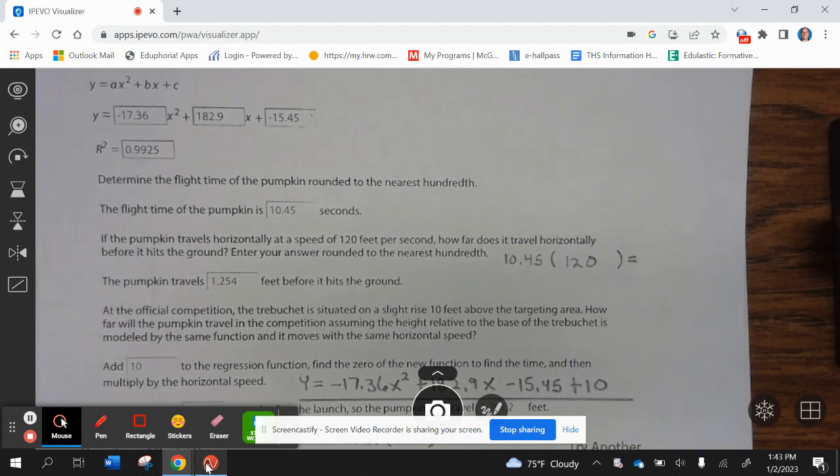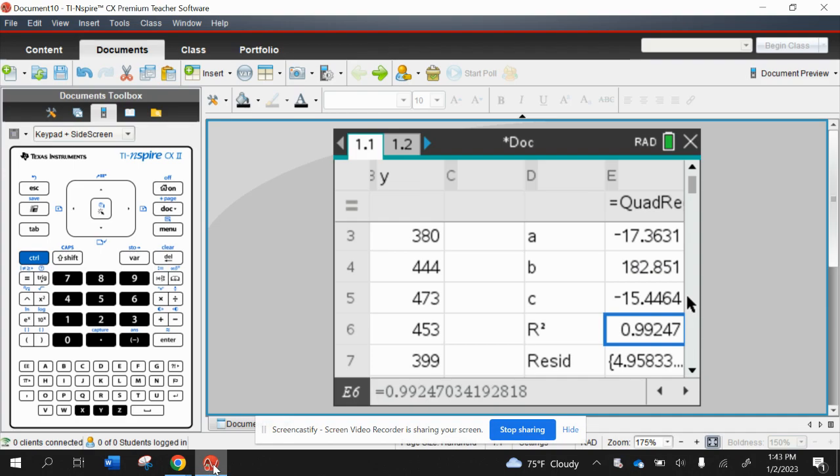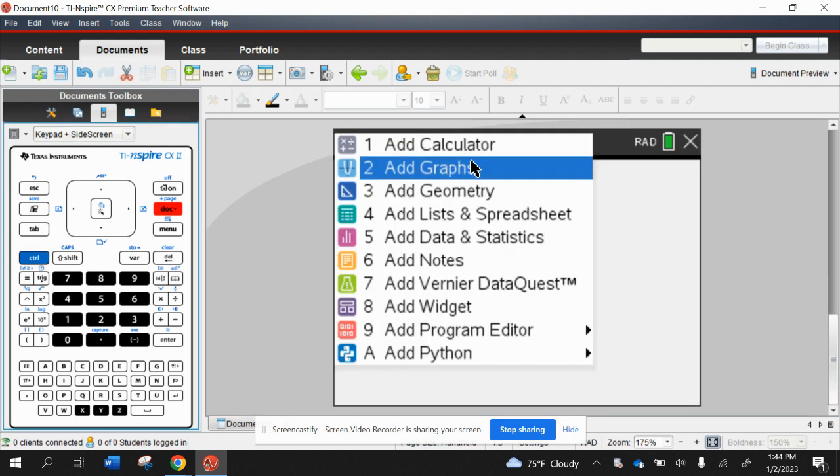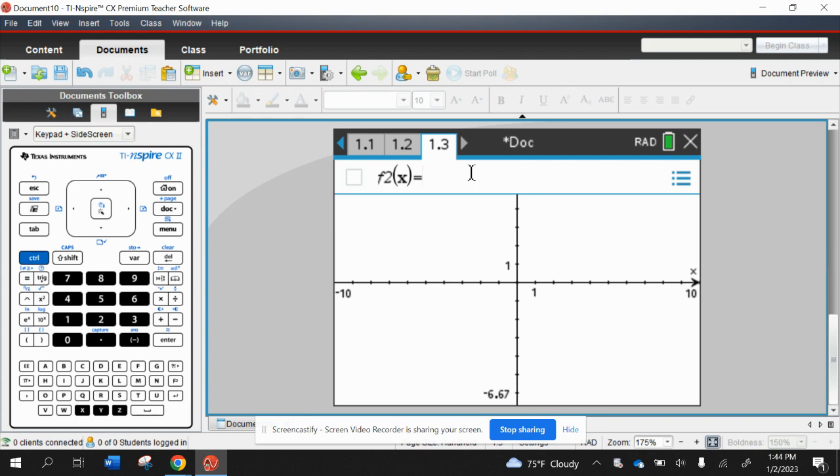Now to find the flight time, we need to go back to our graph and we're going to need to graph this. So Control Doc, add graph. So negative 17.36x² plus 182.9x minus 15.45.